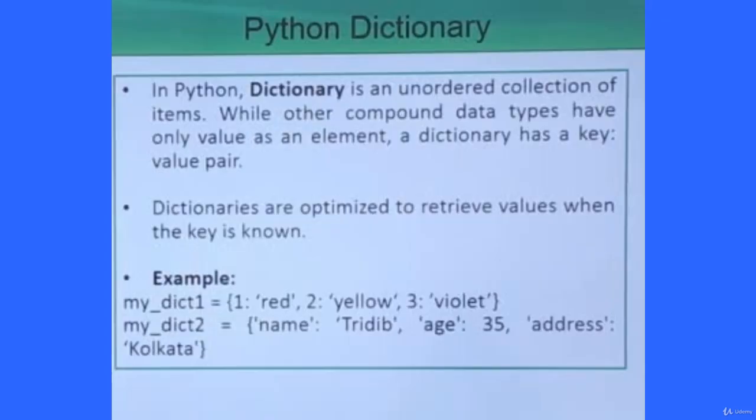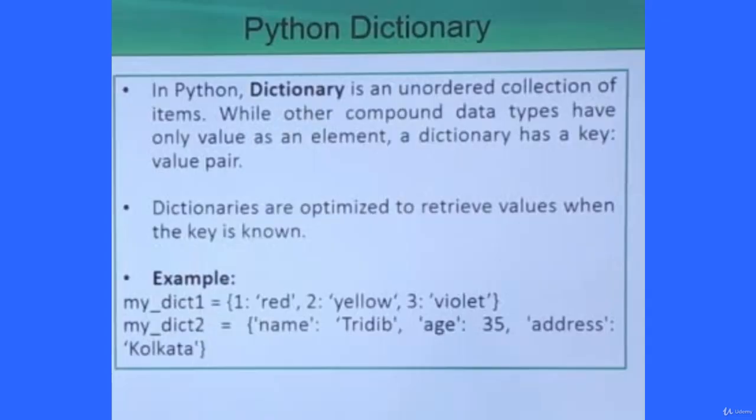In Python, dictionary is an unordered collection of items, while other compound data types have only value as an element. A dictionary has a key value pair. So that is a very important one. We had a discussion on list, tuple, and set. There you saw that we are having multiple different elements, which may or may not be of the same or different data types. But here we are finding this dictionary is quite different from those data types, because in case of dictionary we are having the key value pair.